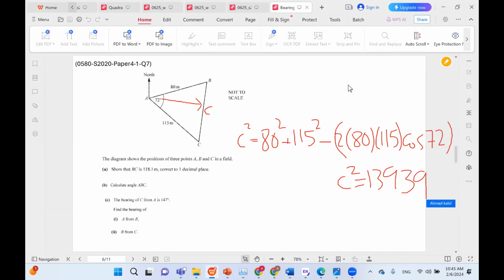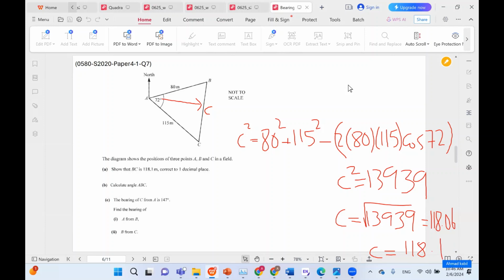Then we get the square root of the answer. So on the calculator, c is equal to the square root of 13939. And this is equal to 118.06. So to one decimal place, c is equal to 118.1. And we correctly solved part A and we showed what they required.